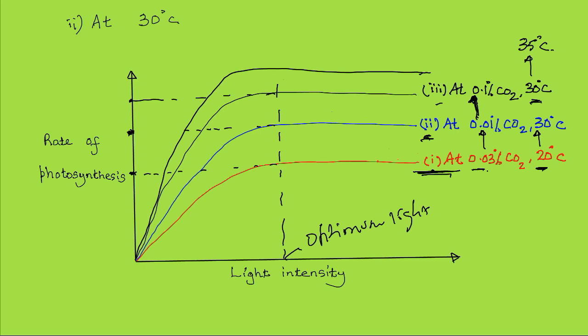But as a rule, under normal conditions, if we increase the factor that is at its lowest level, then we'll also increase the rate of photosynthesis.